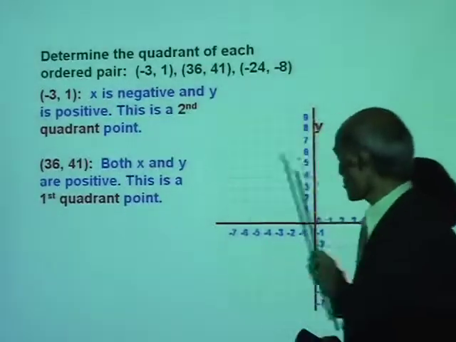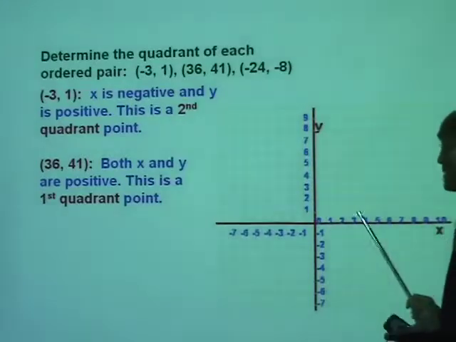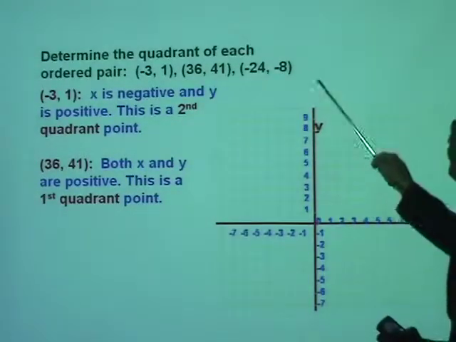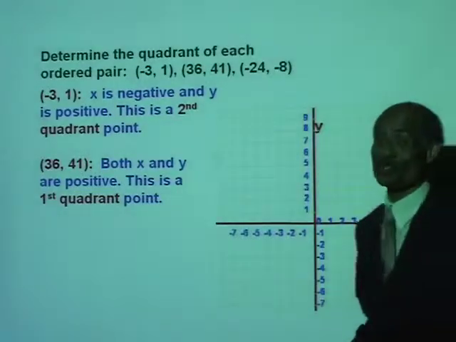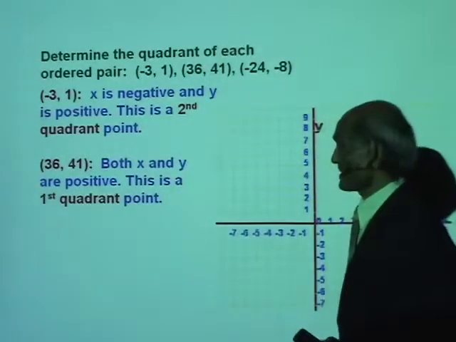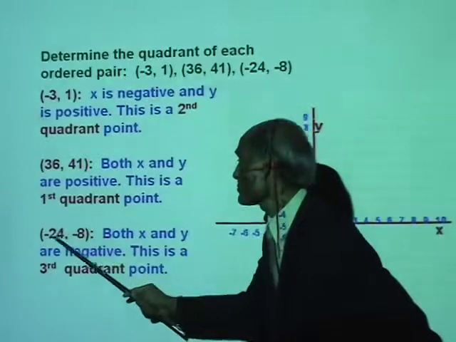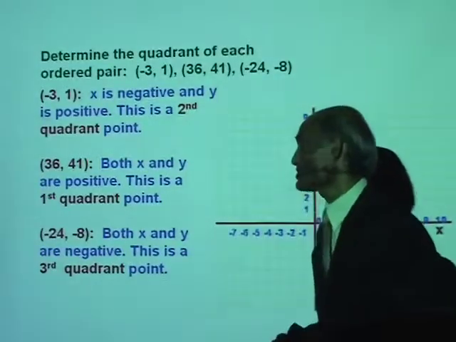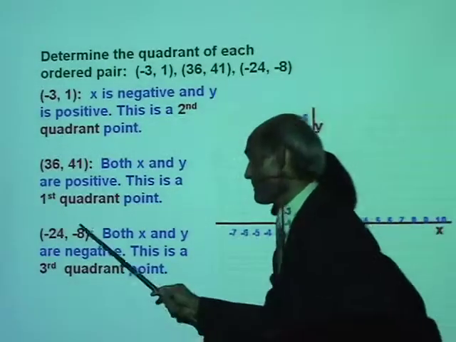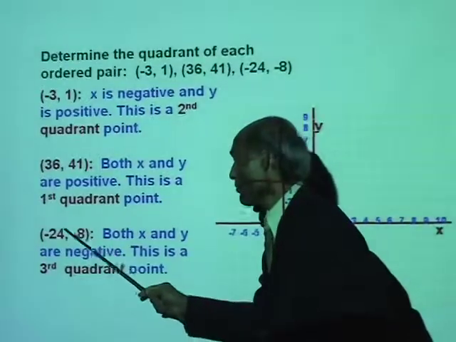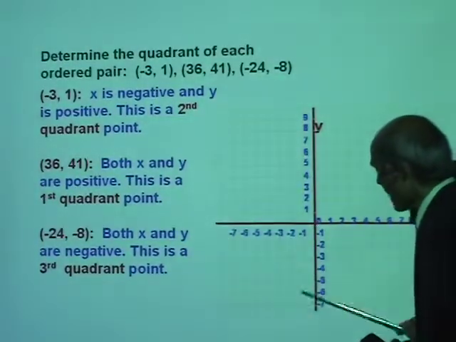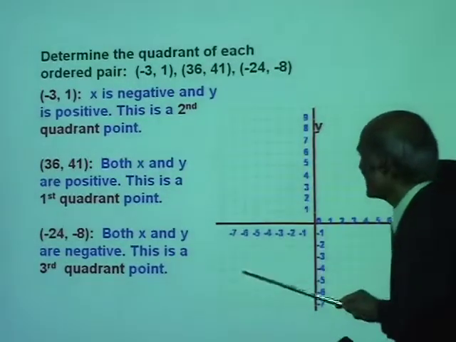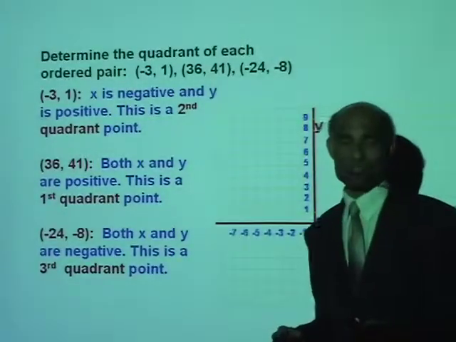But can I mark it on this? Well, I haven't got enough values marked on the axis. The point will come somewhere way out on the board. Is that right? Alright, how about this? Negative 24, negative 8. Which quadrant is that point? X is negative, Y is negative. So X negative, Y negative. That is a third quadrant point, right?